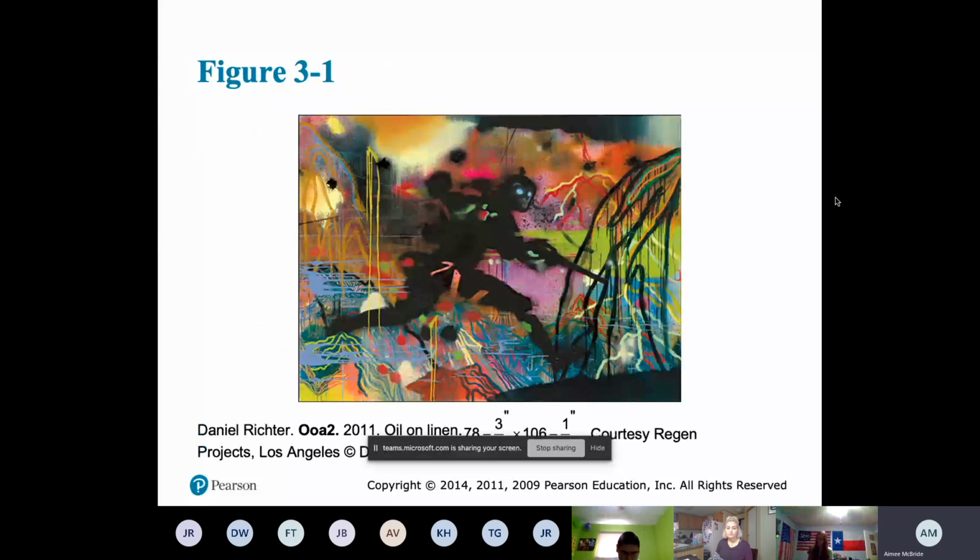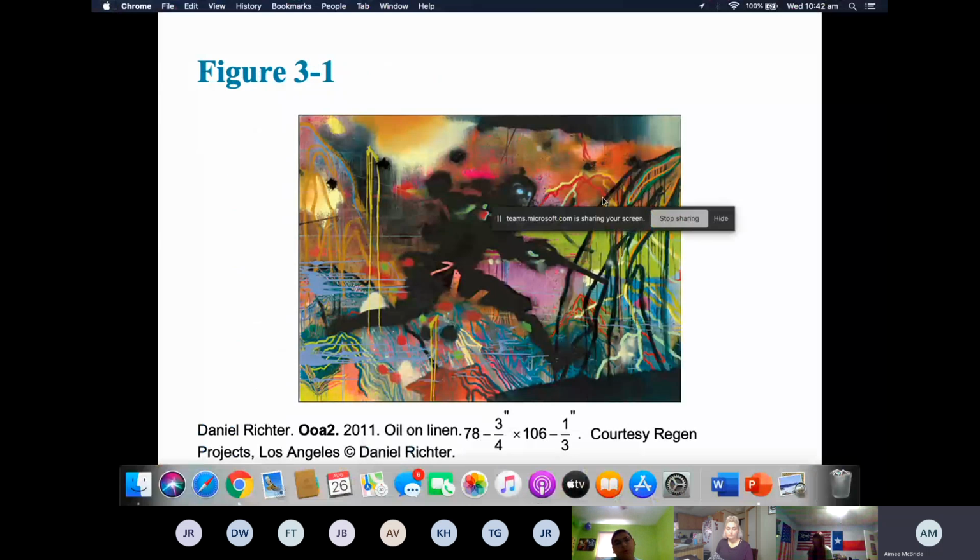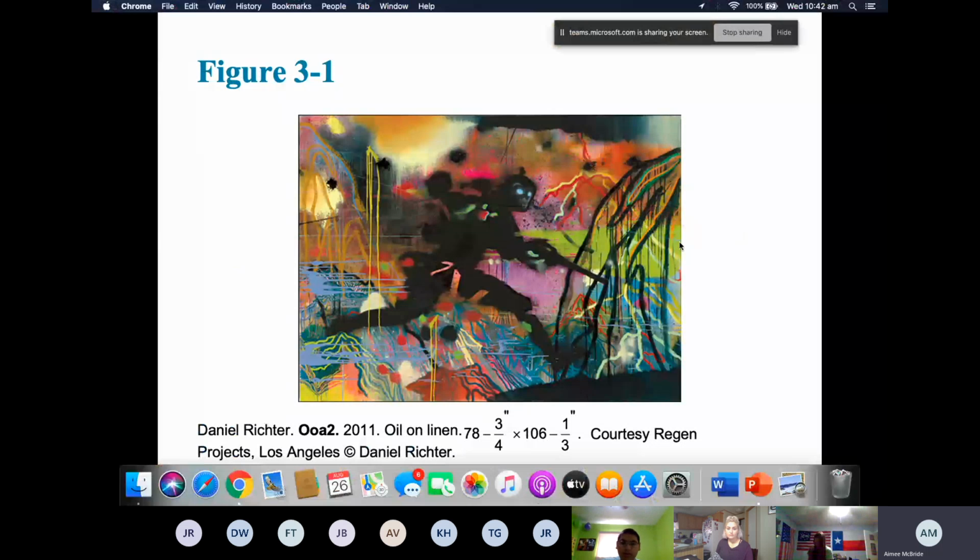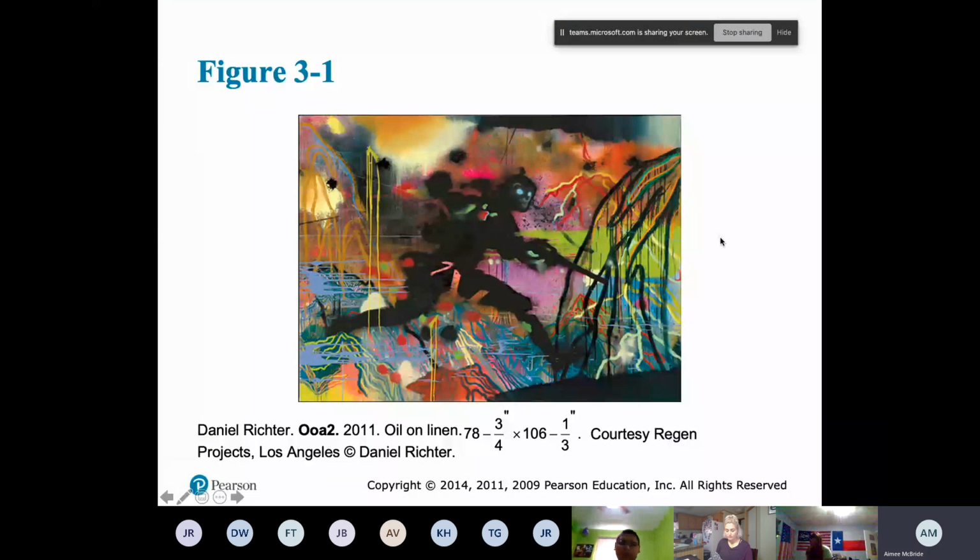And we're going to see all of those tools in this particular image, which is the last image that we're going to look at today. So this is Daniel Richter's OOA2. On this image, we see a use of a lot of different lines. We see the use of lines in paint drips, the use of lines in ending and changing colors, the use of lines to create a figure, the use of lines to create shapes.